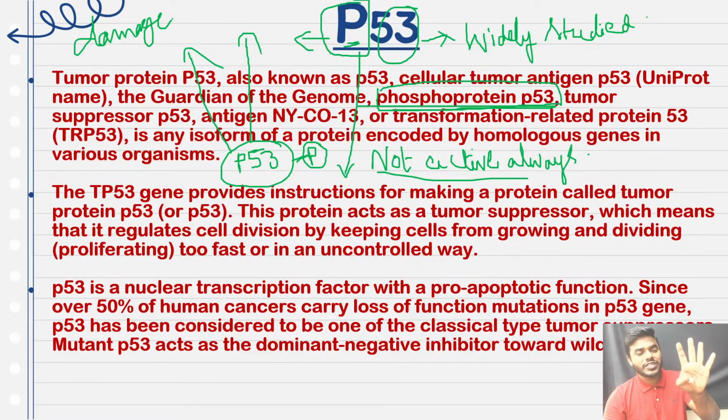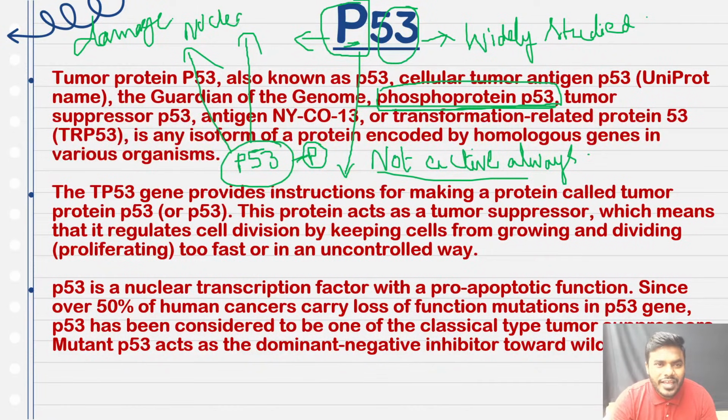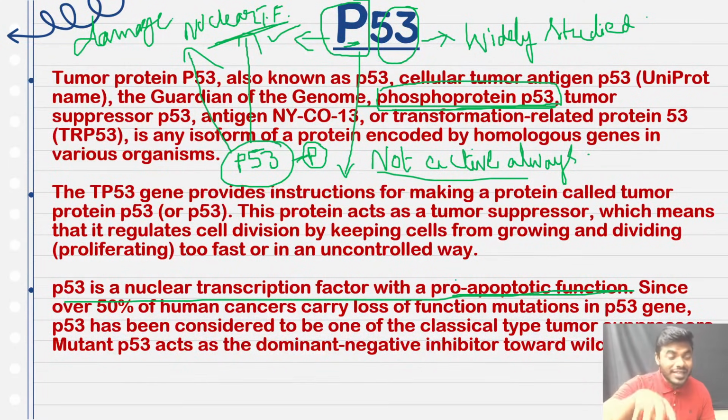In a given four statements, they will give one statement that P53 is a nuclear transcription factor. You know, most of the students will think that P53 is not a transcription factor, which is an absolutely wrong statement. P53 acts as a nuclear transcription factor with a pro-apoptotic function. Please, friends, here in cancer you have to remember a lot of statements, okay? Don't forget it.